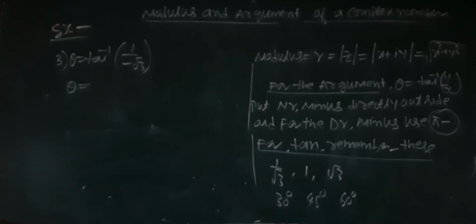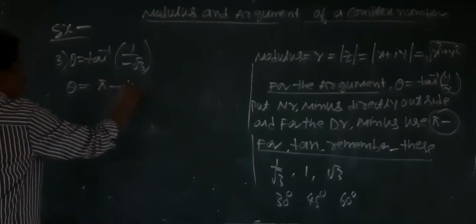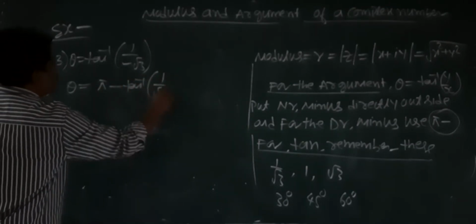Pi minus. That is pi minus. So tan inverse 1 by root 3.